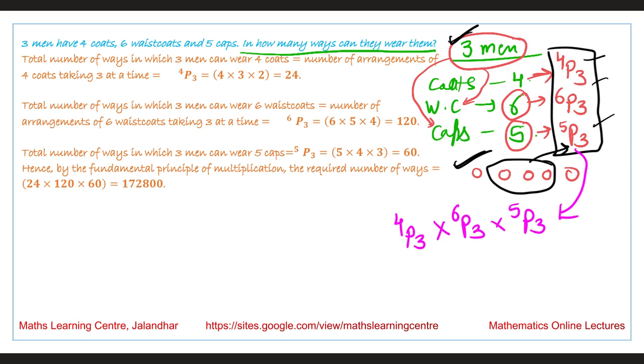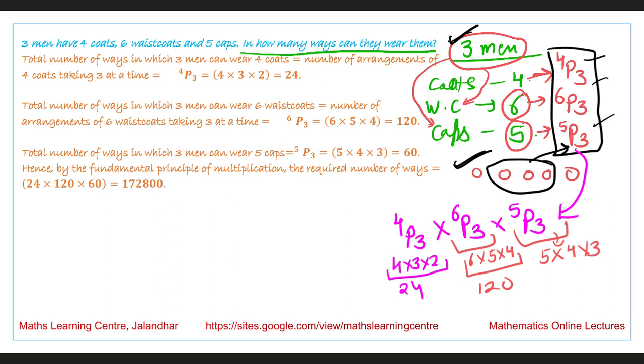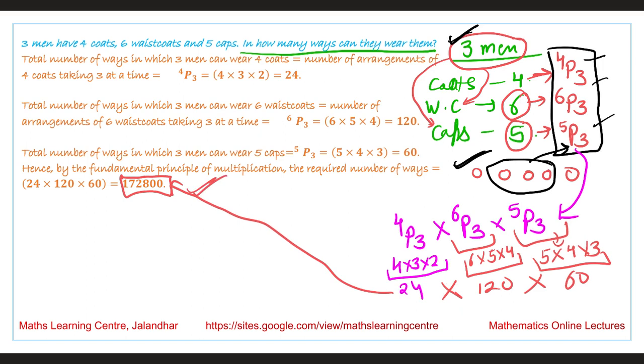Now 4P3 means 4 into 3 into 2, that is equal to 24. 6P3 is 6 into 5 into 4, the answer is 120, and 5P3 is 5 into 4 into 3, the answer is 60. We take the product of all these terms, and the final answer we obtain is 172,800. So these are the total number of ways that we have.